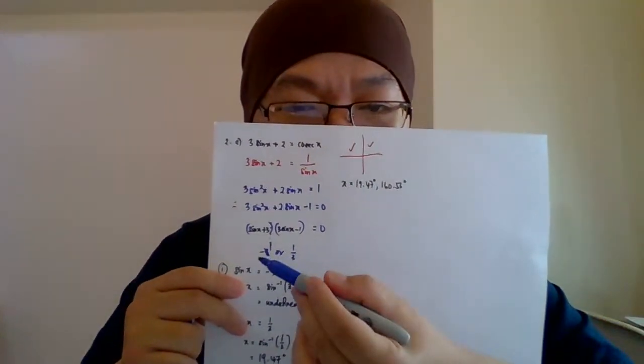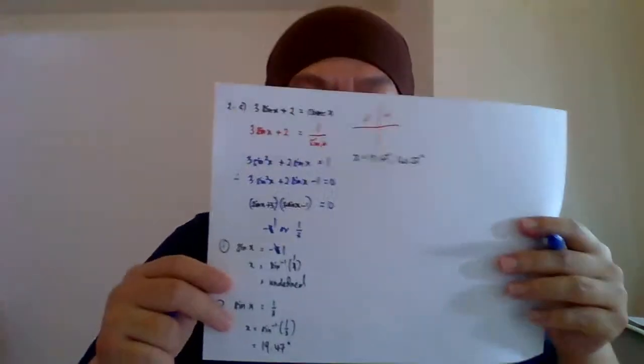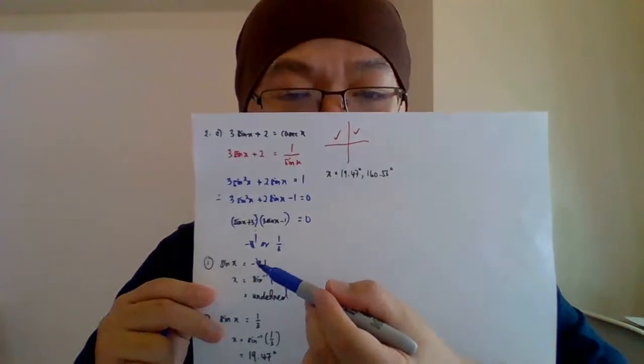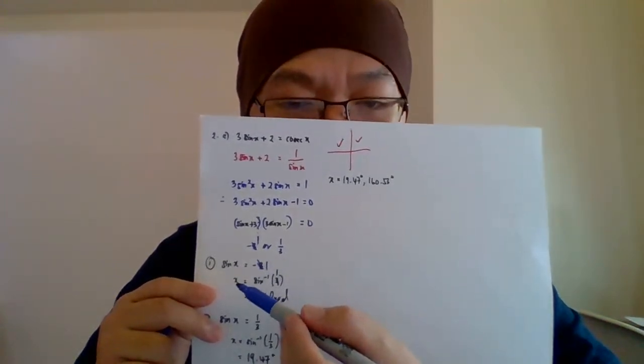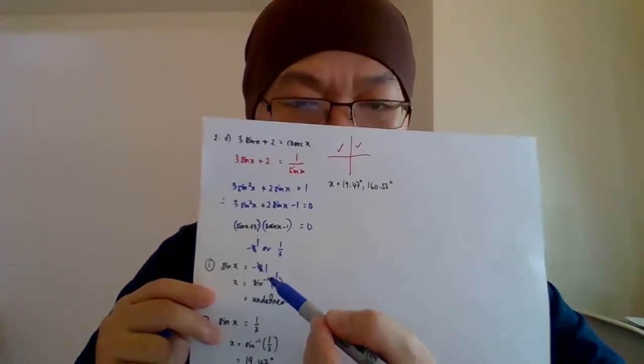Okay, thank you Angel. So actually this is -1. So I entered it wrongly just now. Okay, this is supposed to be -1, not -3 -1. So this one sin x equals to -1. Alright, equals to -1 here. Okay. So sin x equals to -1, and then you find the RA, reference angle, x equals to sine inverse 1 only, not -1.